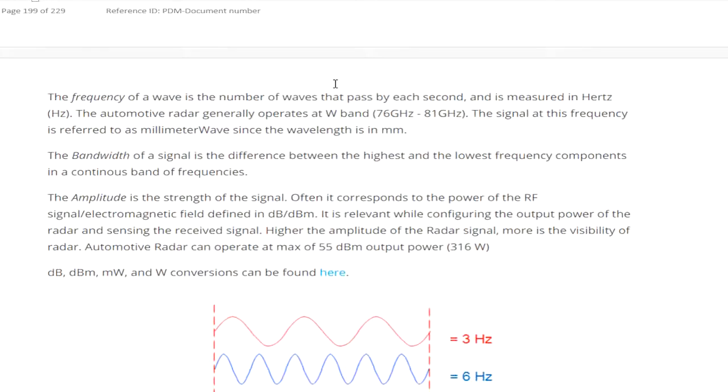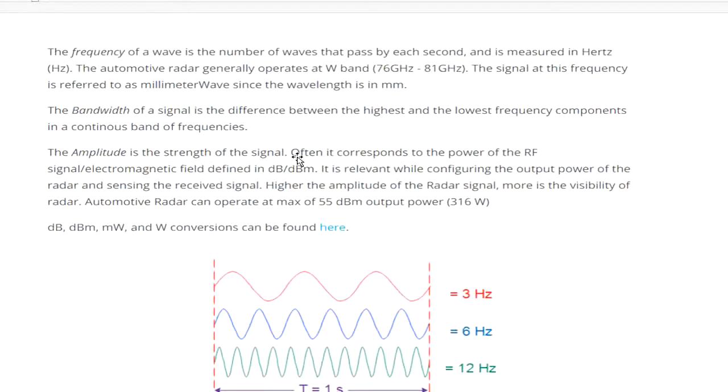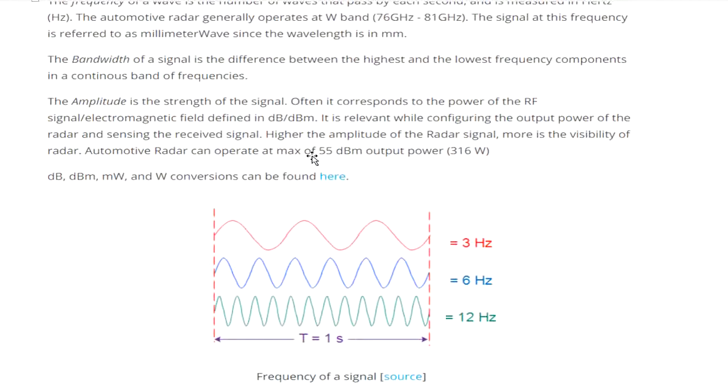And one definition, the frequency of the wave is the number of waves that pass by each second, right? It's measured in hertz. Automotive radar generally operates in the band 76 GHz to 81 GHz. The signal at this frequency is referred to as millimeter wave since the wavelength is in millimeters. The bandwidth of the signal is the difference between the highest and lowest frequency component in a continuous band of frequencies. The amplitude is the strength of the signal, right?